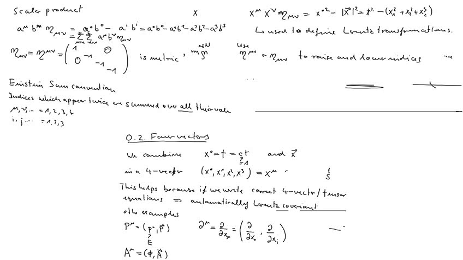For example, x with a lower index is equal to eta mu nu x mu, or the other way around. Basically, by multiplying with eta and summing over, we can raise and lower indices.